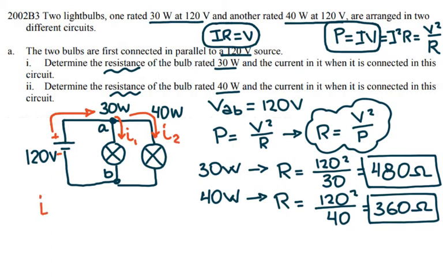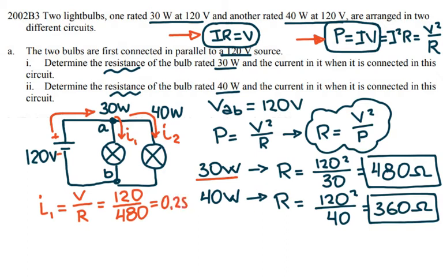So to calculate the current I1, it is the voltage over the resistance using Ohm's law. Or I can use the power, since I know the voltage and the power, I can also use the power formula, but I'll use Ohm's law. So the voltage, which is 120, over the resistance of the first one, the 30 watt bulb, which is 480, which is 1/4, and that gives you 0.25 amps.